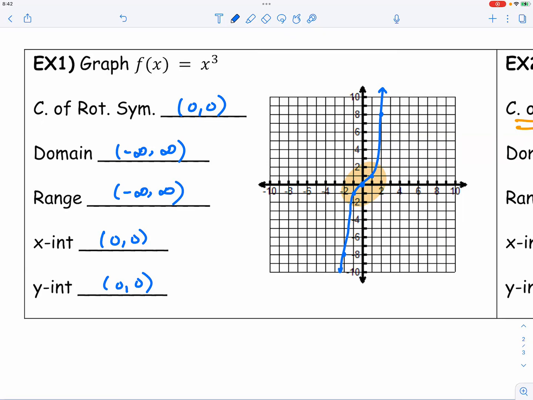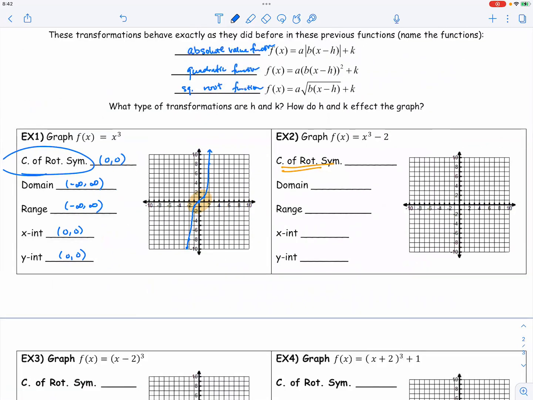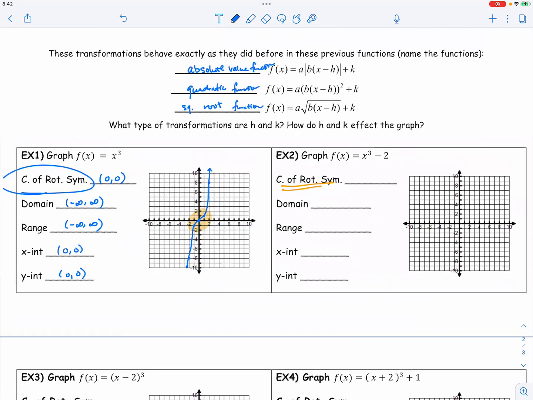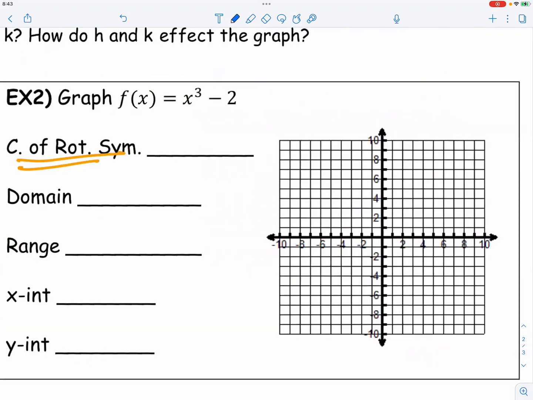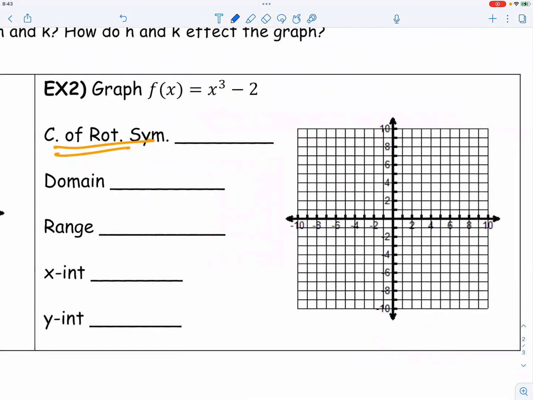Now, I would put a quote unquote on the vertex. There's no vertex here. Vertex means the turning point, right? So in this case, the h and k represent the center of rotational symmetry. So when we did quadratic equations, the h and k represents the vertex. When we do square root function, the h and k represent the starting point. And now for cubic function, the h and k represents the center of rotational symmetry. Okay, so now let's go ahead and look at the second example.